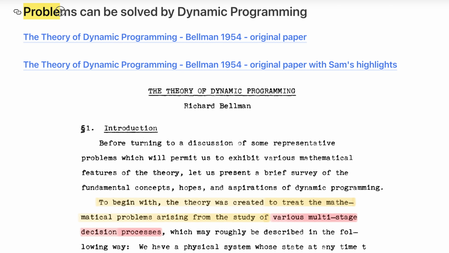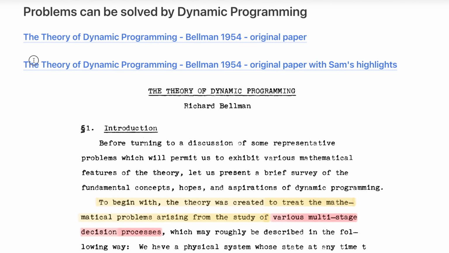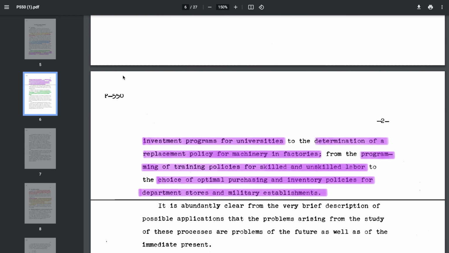First, let's take a step back and understand what kind of problems can be solved by dynamic programming. To understand that, there is no explanation better than Richard Bellman, the man who started this dynamic programming concept way back in 1954, which is almost 70 years ago. You can click on this link to read the original paper of Richard Bellman about the theory of dynamic programming. Today, we're gonna have a look at some important highlights of Bellman's DP. You can click on this link to see all of the highlights we're gonna talk about today.